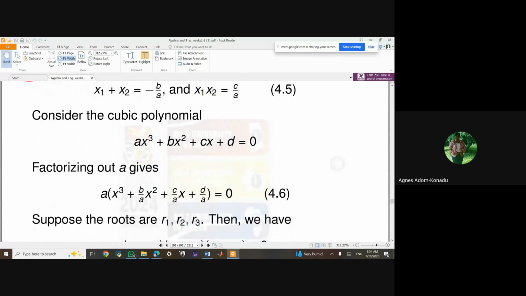Now, if the function is cubic, then it means that we are supposed to get 3 roots. So this is a cubic function. We are supposed to get 3 roots. So when I simplify, I can get it as a outside x cubed plus b over a x squared plus c over a x plus d over a in a bracket equal to 0. Since it's a cubic function, I'm supposed to get 3 roots, r1, r2, r3.